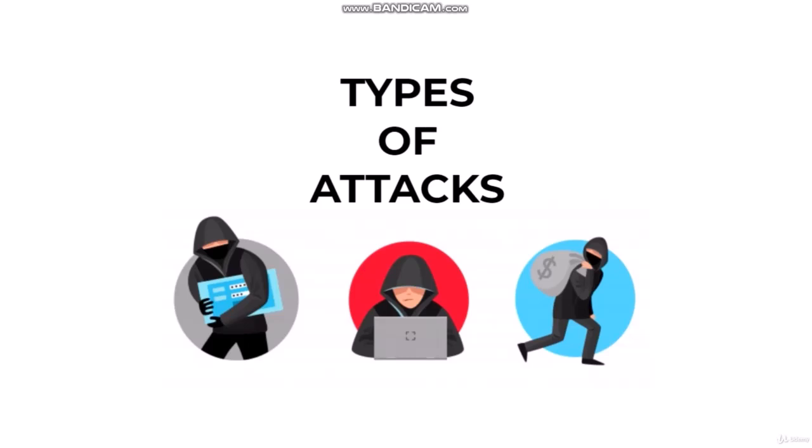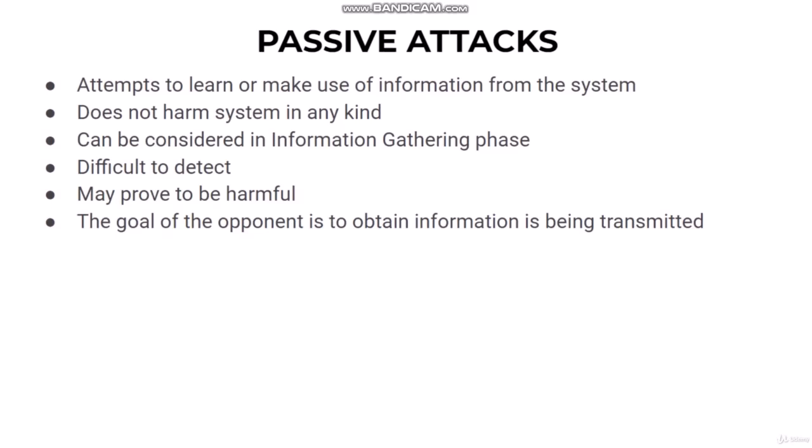A useful means of classifying security attacks in terms of dealing with the scenarios is passive attacks and active attacks. A passive attack attempts to learn or make use of information from the system but does not affect system resources. An active attack attempts to alter the system resources or affect their operation.